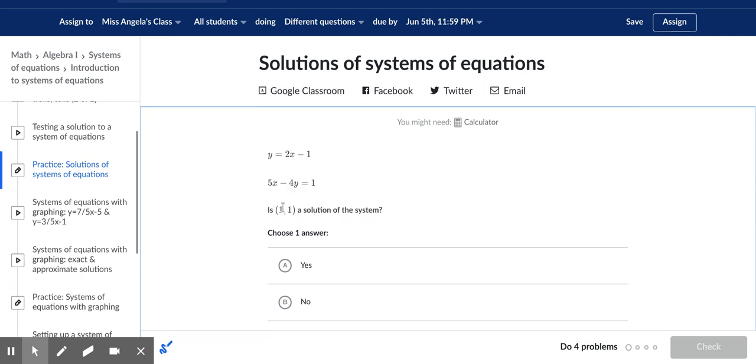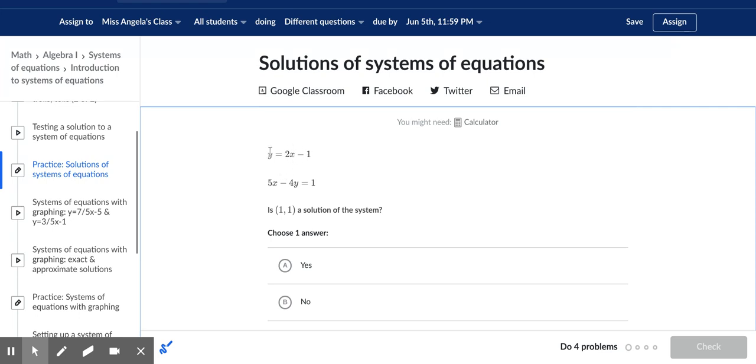And then, an xy pair is a solution if you plug in the first number for x in each equation and the second number for y in each equation, and they are both true. So in this case, when you put in 1 for x, you get 5 here, right? 5 times 1 is 5. Put in 1 for y, 4 times 1 is 4. 5 minus 4 is in fact 1. So you get 1 equals 1. That's true. And then you'd have to do the same one here.